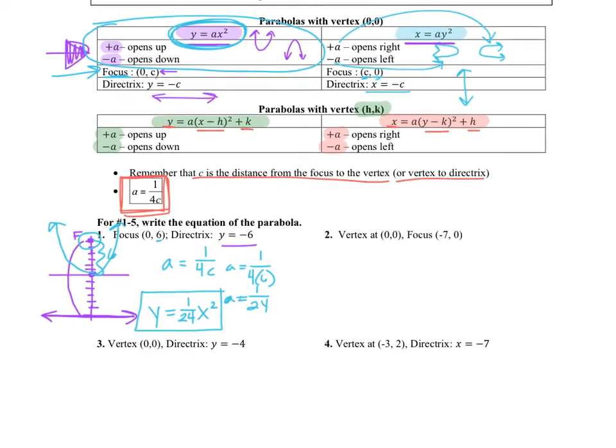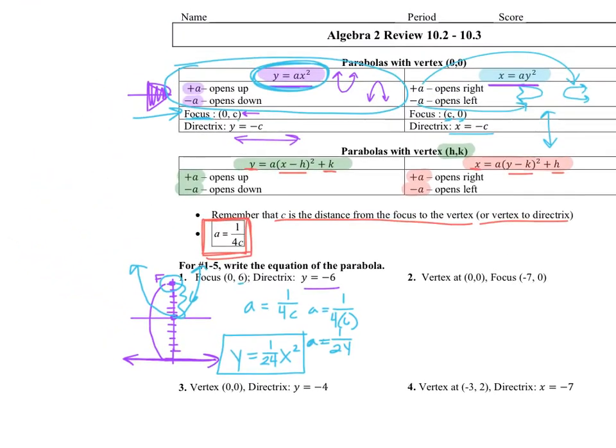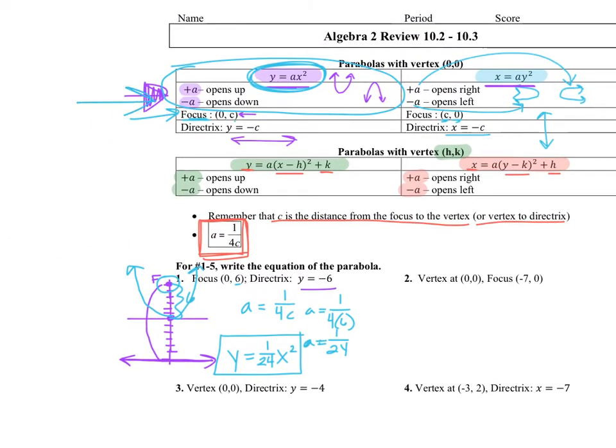Okay, number 2. Again, a vertex at (0, 0). So we're still using this top row here.